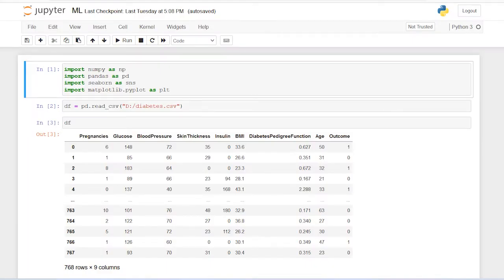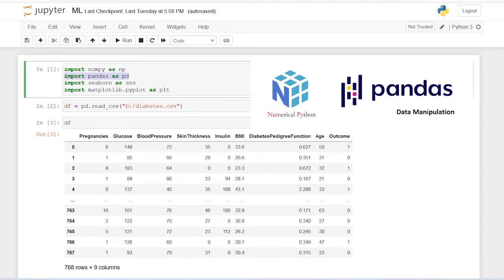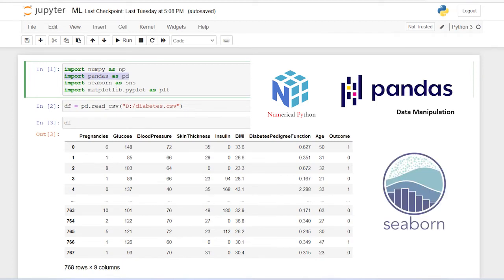So here in the Jupyter Notebook, I started with importing the important libraries which are used in data science, such as NumPy. NumPy is used for numerical calculations. Pandas is used for data manipulation and analysis. Seaborn and Matplotlib are used for data visualization.